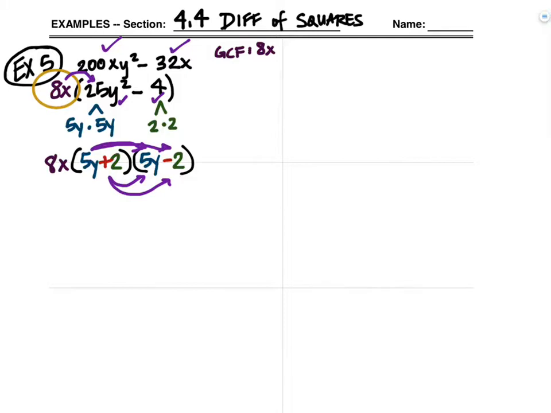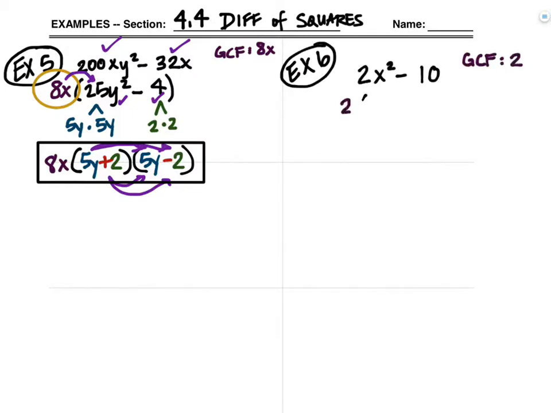It's taken care of. Let's go ahead and box in our answer of 8x times the binomial 5y plus 2 times the binomial 5y minus 2. Again, they look very similar. The only difference in the binomials is that one has a plus sign and one has a subtraction sign. Example 6 is coming our way next.